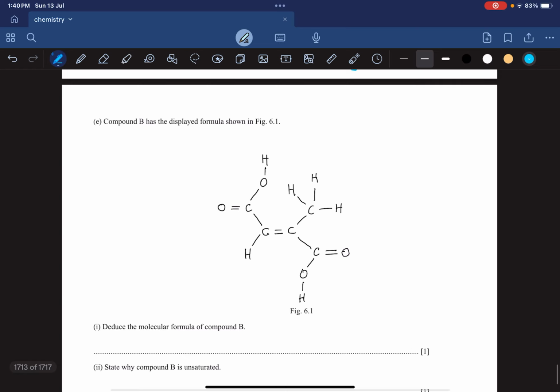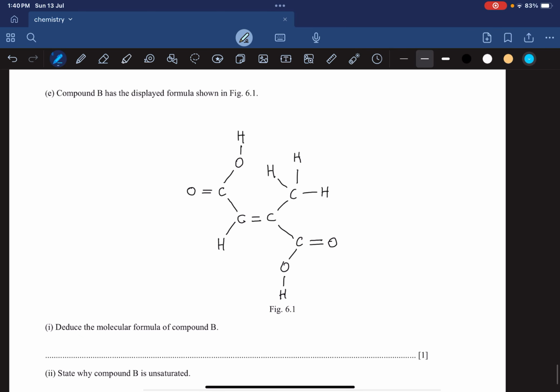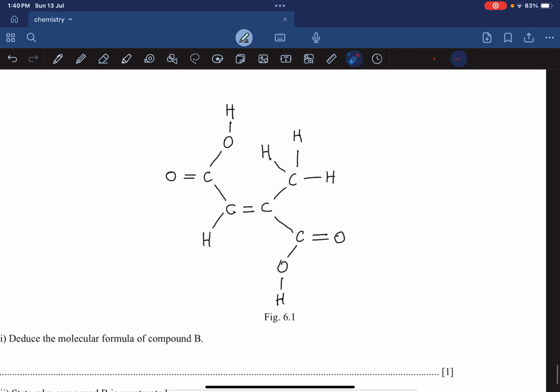Okay. Compound B has the displayed formula shown in figure 6.1. Reduce the molecular formula of compound B. Molecular formula is very simple. You just have to count everything. So let's get started with counting our carbons. 1 carbon, 2 carbon, 3 carbon, 4 carbon, 5 carbon. I guess we have 5 carbons. I don't see any more. So it's going to be C5.